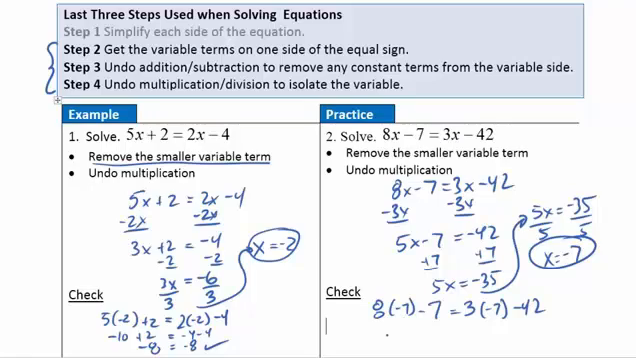8 times negative 7 is negative 56. And then negative 56 minus 7 is going to give me negative 63. On the right side, 3 times negative 7 is negative 21. And negative 21 plus negative 42 gives me negative 63.